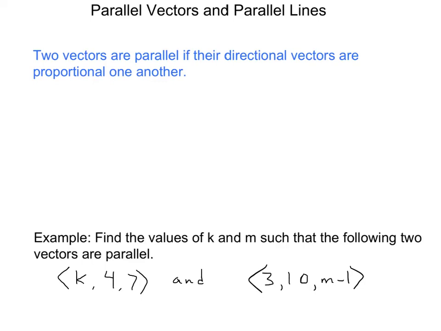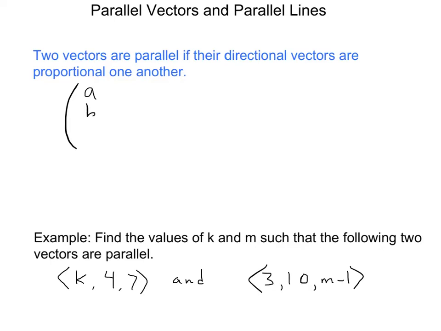So in this short video, I want to talk to you about parallel vectors and parallel lines, right? So what is it that makes vectors parallel? The idea is that two vectors are basically parallel if the directional vectors, so if the vectors themselves, are proportional to one another.